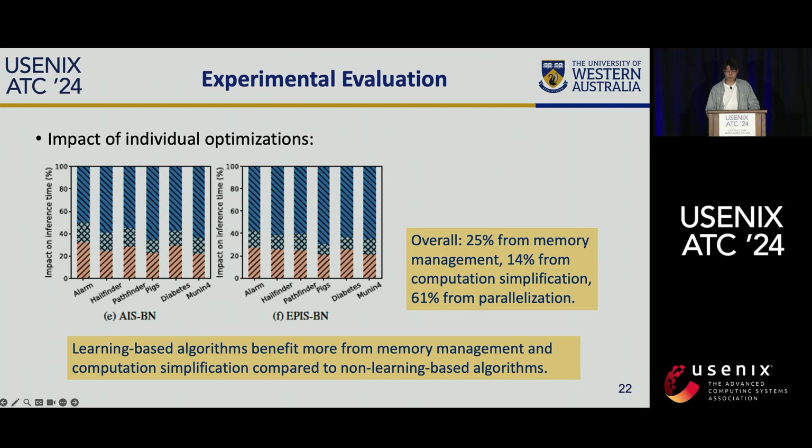We also conduct experiments to investigate the impact of individual optimizations. Here, we briefly show the result on 2 algorithms. Overall, on average, 25% improvement is from memory management, 14% from computation simplification, and 61% from parallelism. We can also observe that learning-based algorithms benefit more from memory and computation optimization compared to non-learning-based algorithms. We leave detailed discussion and analysis in our paper.